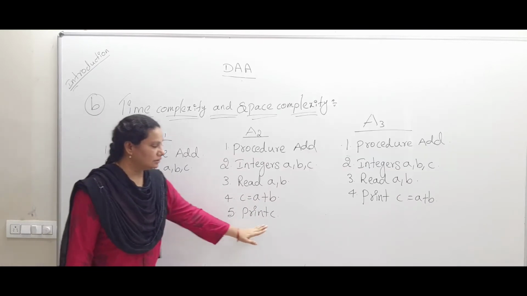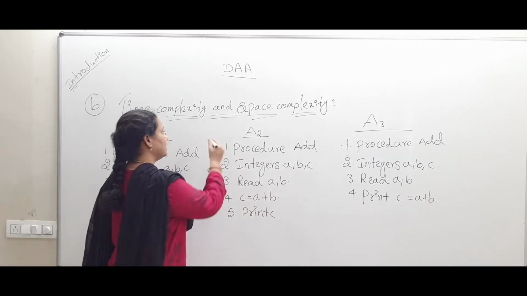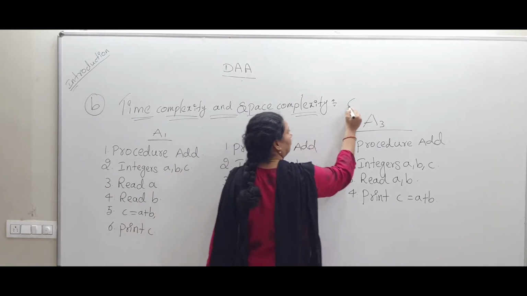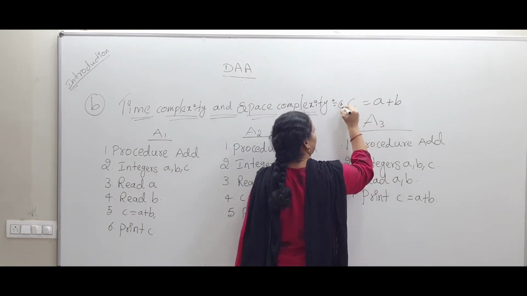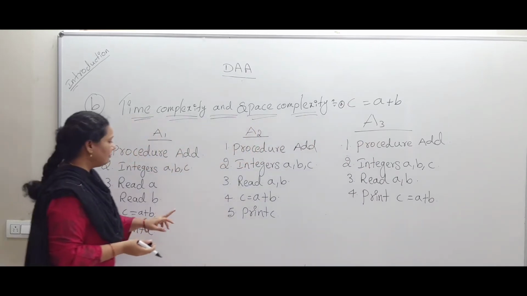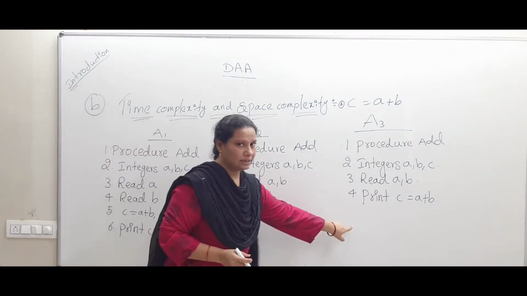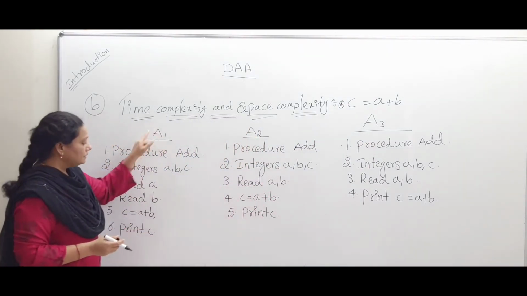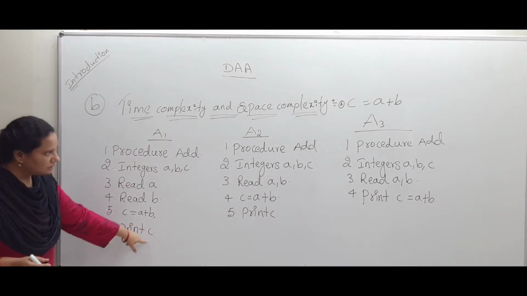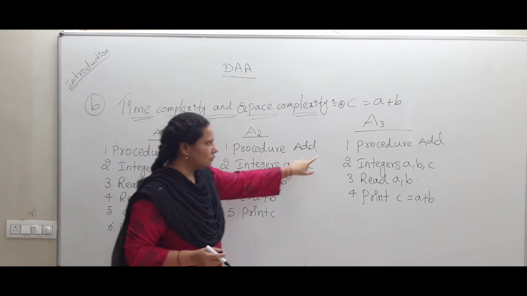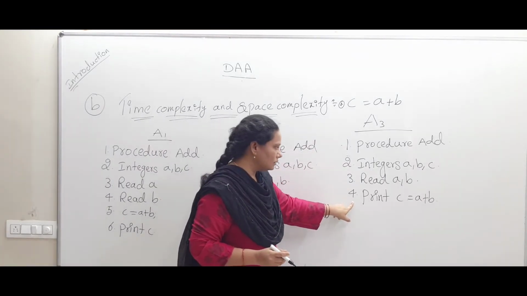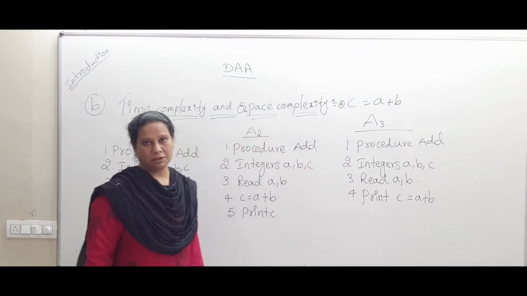Once again I have written the algorithms here to perform the same task, that is addition of two numbers, that is, for the task C is equal to A plus B. I have written three different algorithms here. Each of these algorithms also gives you the same result, C is equal to A plus B.